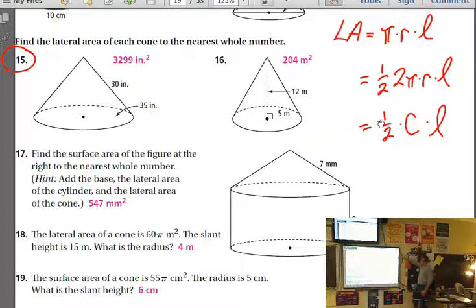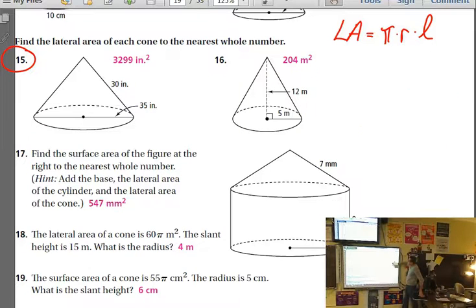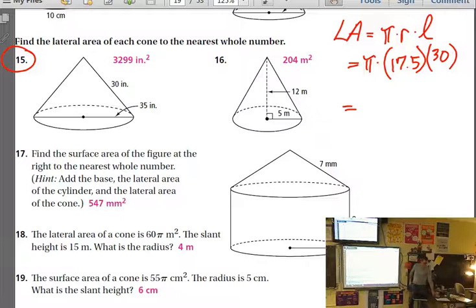So if we use my pi times r times L, my radius here is 17.5, and my slant height is 30. Let's make sure that calculates out correctly. Is it 525? Yeah, that's what I'm getting now too.